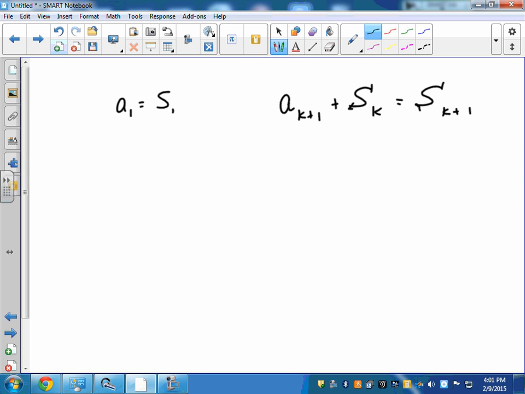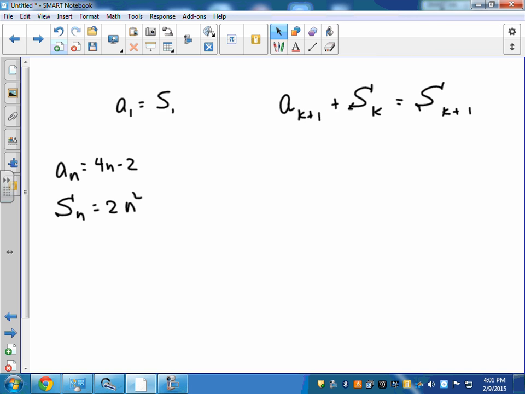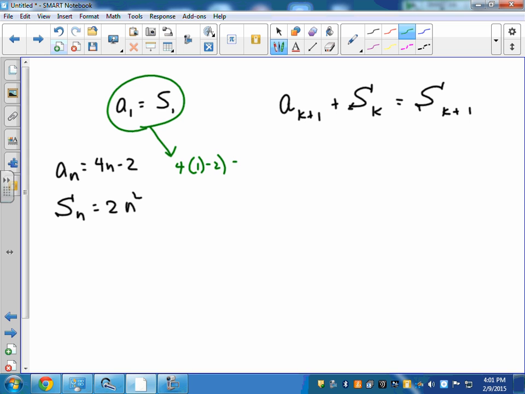Okay, and for our particular series, we already have these facts. We know that a sub n is 4n minus 2, and we know s sub n is equal to 2n squared. So we're going to use those facts, and then we're going to show these two steps. This is the easiest one to show. So a sub 1 is going to be 4 times 1 minus 2, and s sub 1 is 2 times 1 squared. So 4 minus 2 is 2 times 1, 2 is equal to 2. That's true.